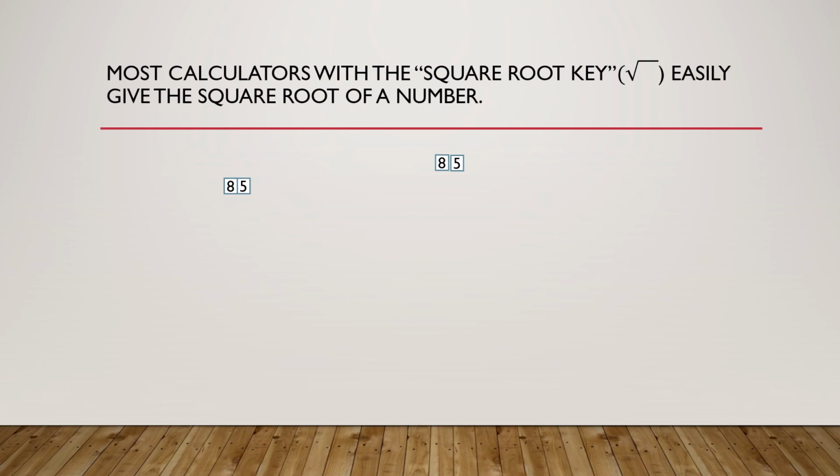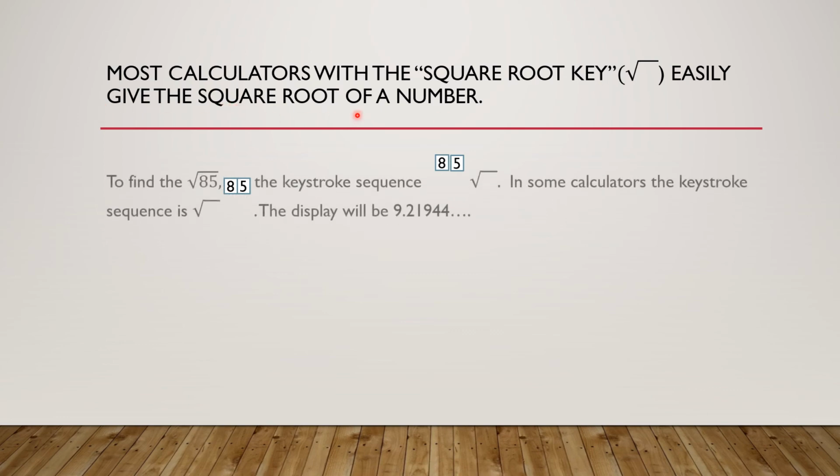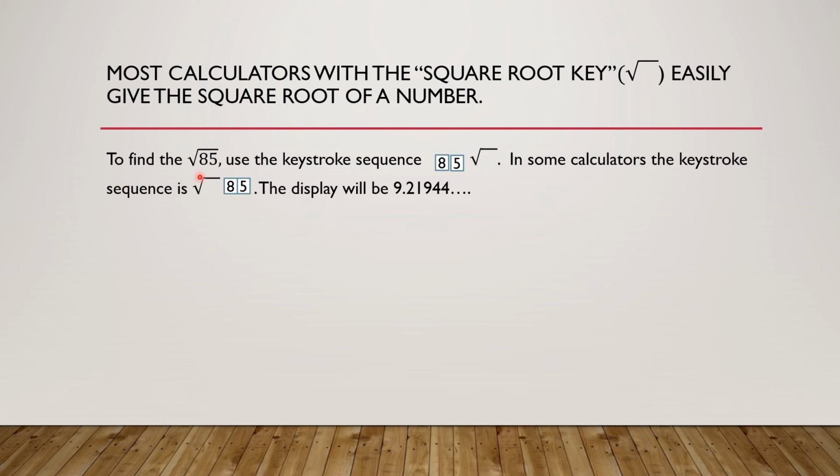Most calculators, since you are allowed to use a calculator. Most calculators with the square root key easily give the square root of a number. To find the square root of 85, use the keystroke: 85 and then the square root sign. In some calculators, the keystroke is to press the radical sign first and then 85. So, the display would be 9.21944. That means it goes on and on, right?